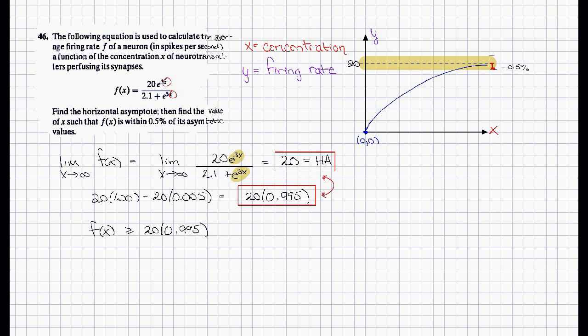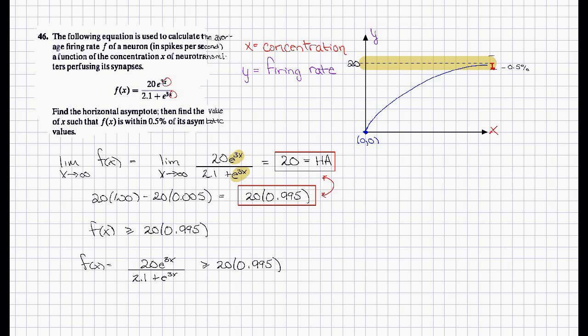And the math's easy. Okay, so I just want to take my function, my f of x, and I know that that's 20 e to the 3x over 2.1 plus e to the 3x, and I want to say that that's greater than or equal to this guy right here. Okay?